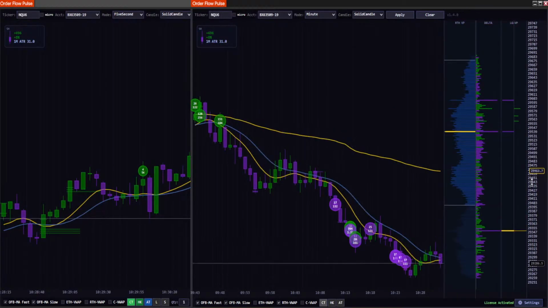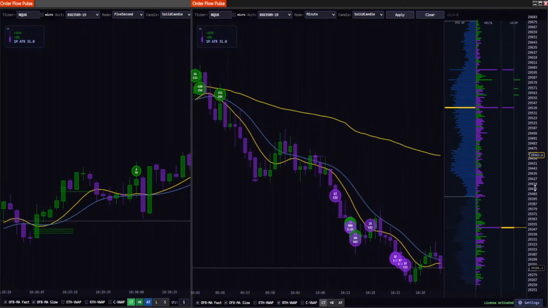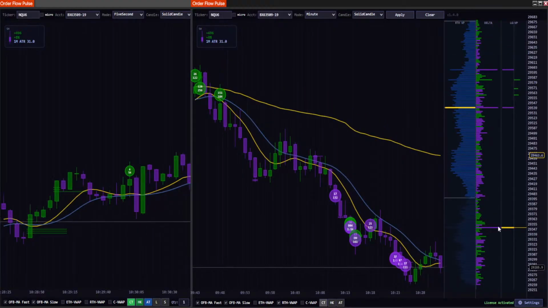You got the largest single order. Looks like a buy was right here, or no, a sell right here.